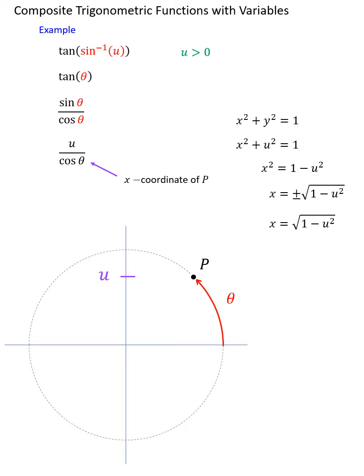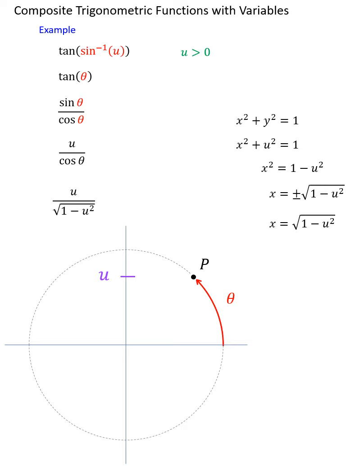Well, back to my calculation on the left, cosine of theta being the x-coordinate of P can be replaced by that. But what have I done here? I have found the tangent of the inverse sine of some variable u without knowing a value of u, but rather getting my expression, or my answer, in terms of that variable u. That ends the consideration of what the result would be if u were a positive number.